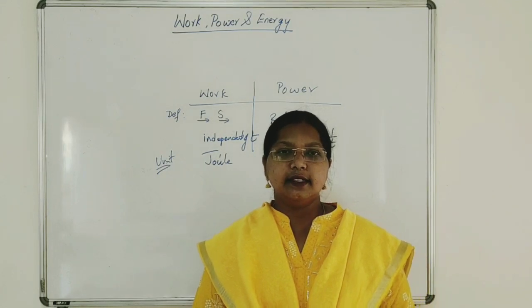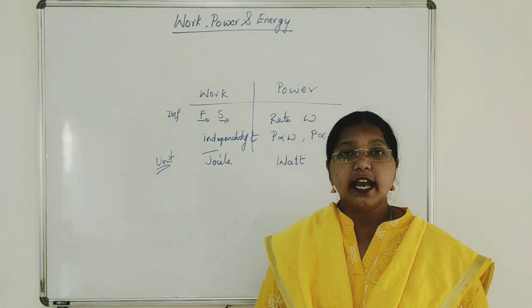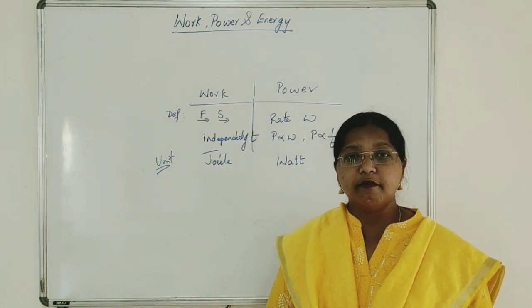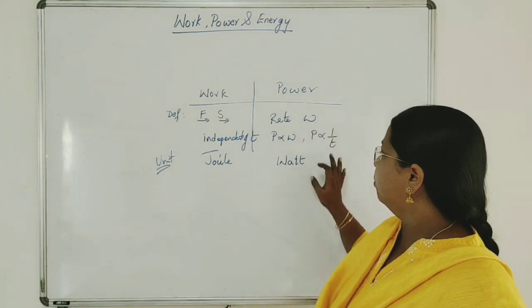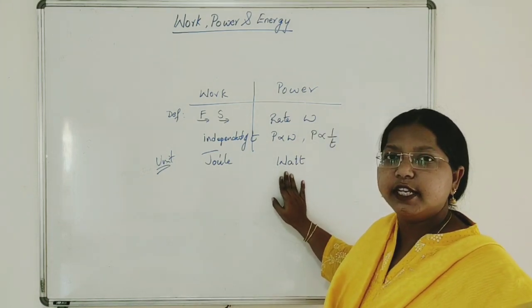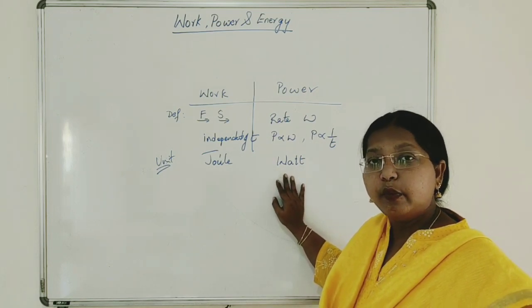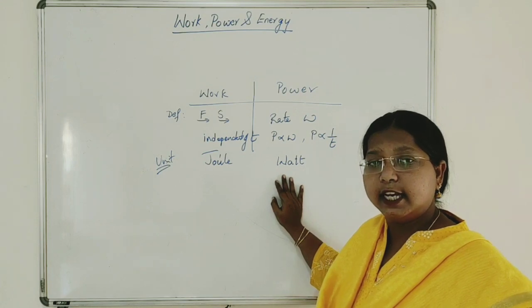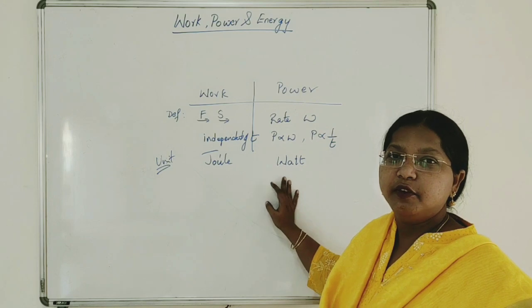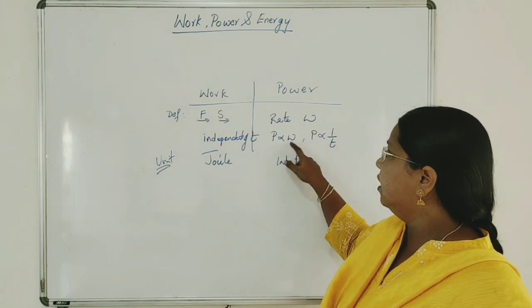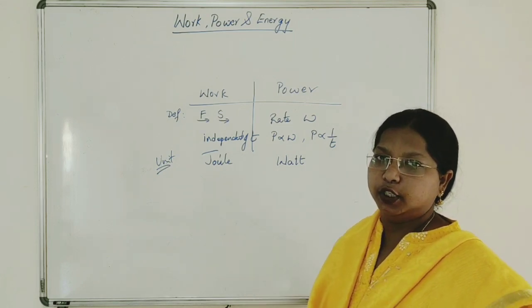Let's see the ICSE previous questions from 2018. State and define the SI unit of power. What is the SI unit of power? It is watt. SI unit of power is watt. You have to define now watt. When 1 joule of work is done in 1 second, then power is said to be 1 watt.